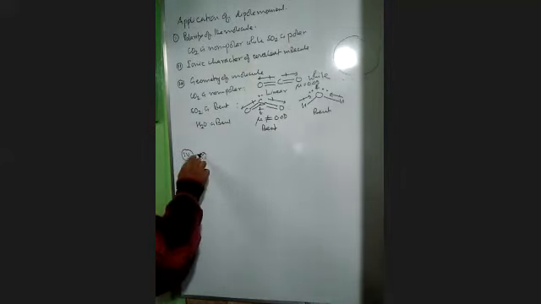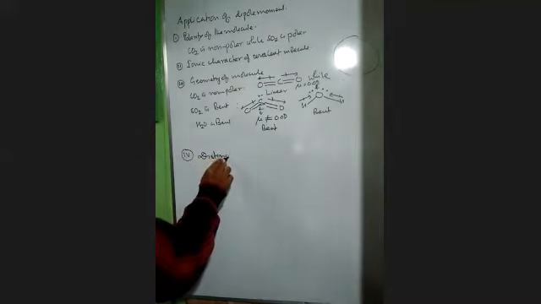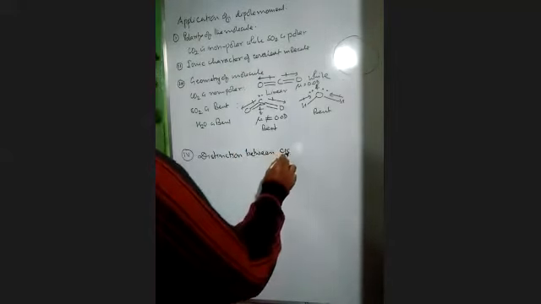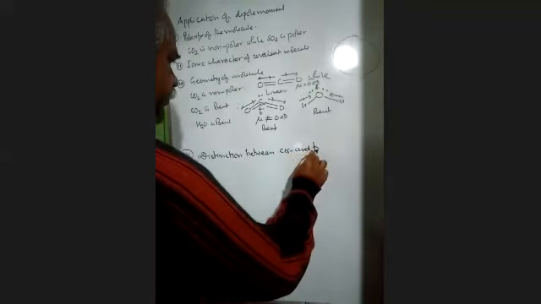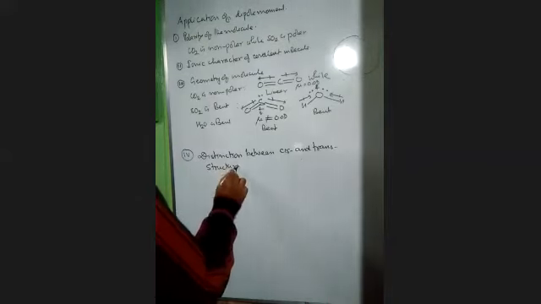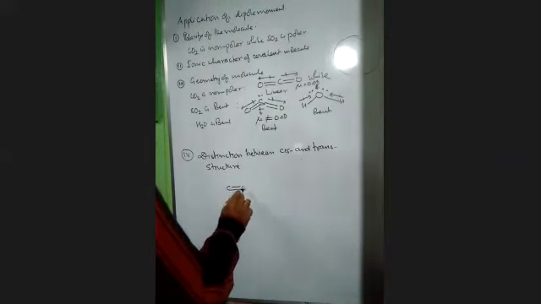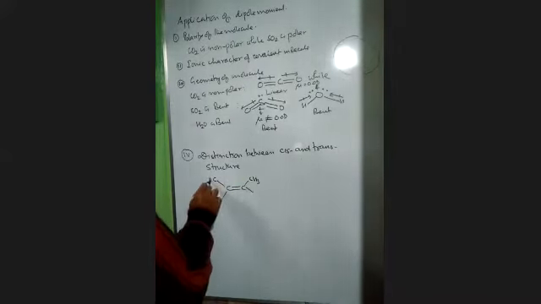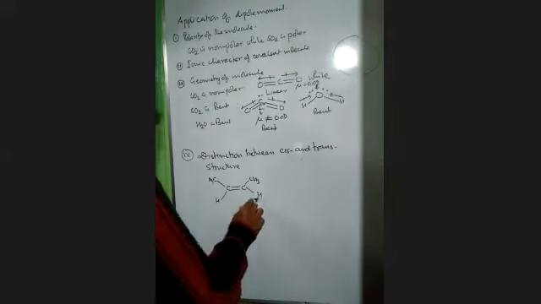All right. Then fourth, distinction between cis and trans structure. I don't know whether you have read this one in school. See, suppose I have taken a molecule like this. Organic, the little bit you have done in class 10. This is called butene.